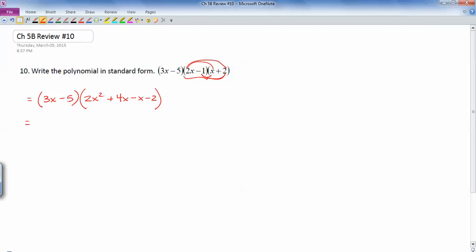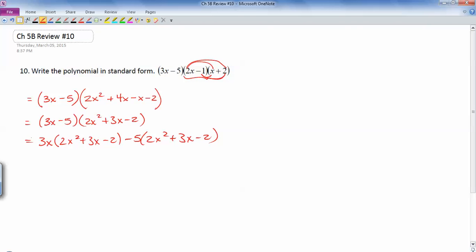So then let me simplify the second parentheses a little bit. So I got 3x minus 5 times 2x squared plus 3x minus 2. So now when I multiply out these two parentheses, it's really 3x times everything on the right and then minus 5 times everything on the right. So I find it's useful to just write it like that: 3x times 2x squared plus 3x minus 2, minus 5 times 2x squared plus 3x minus 2. I think it's easier to keep track of what you're doing that way.